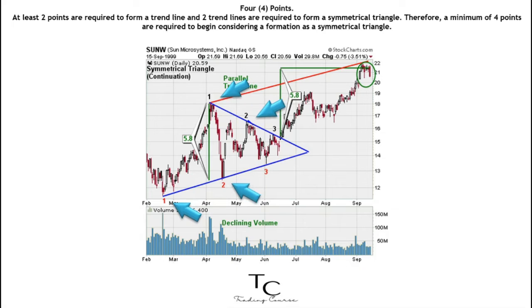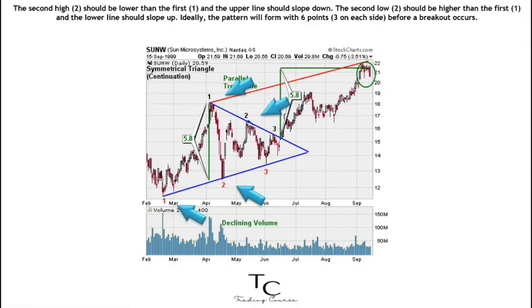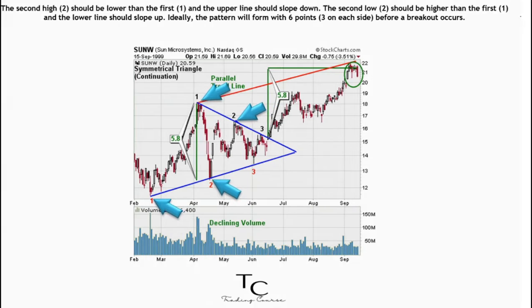4 points. At least 2 points are required to form a trend line and 2 trend lines are required to form a symmetrical triangle. Therefore, a minimum of 4 points are required to begin considering a formation as a symmetrical triangle. The second high, 2, should be lower than the first, 1, and the upper line should slope down. The second low, 2, should be higher than the first, 1, and the lower line should slope up. Ideally, the pattern will form with 6 points, 3 on each side, before a breakout occurs.